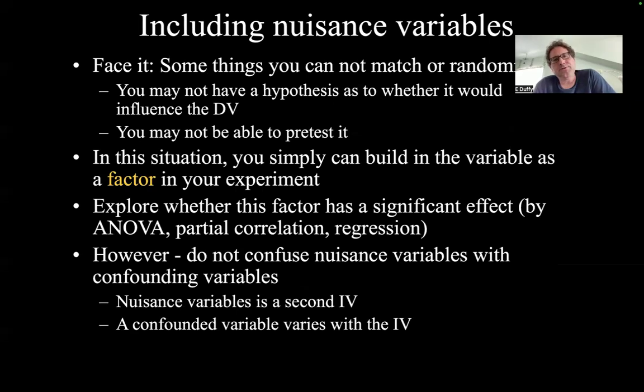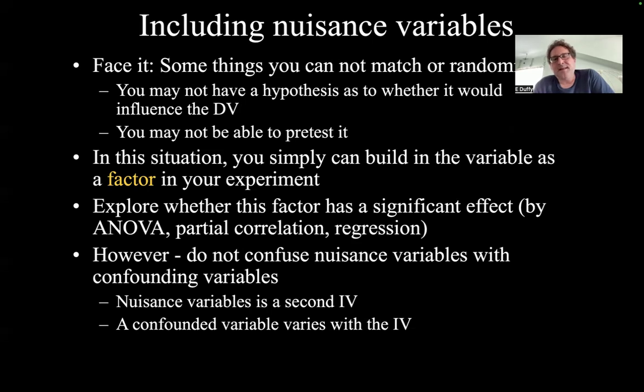You can also include what are called nuisance variables. Some things you can't match or randomize, but you might not even have a hypothesis as to whether it would influence the dependent variable. Let's say the place that you're from, if you're from Pennsylvania or New Jersey, you might be able to include it as a factor in your experiment, but it's called a nuisance variable.